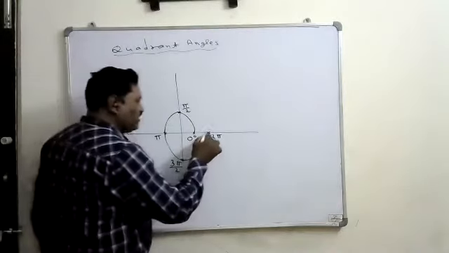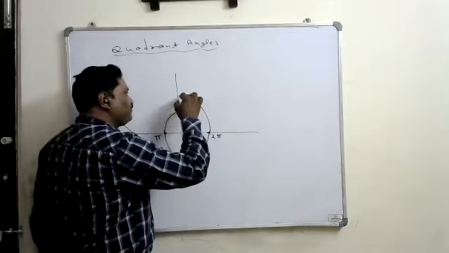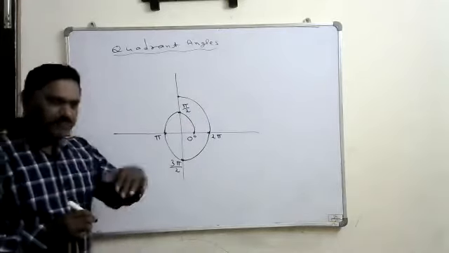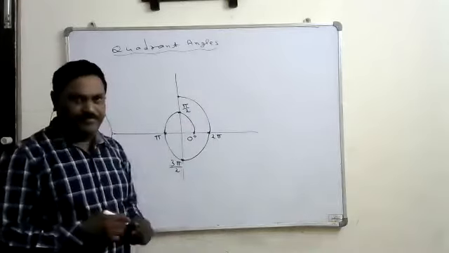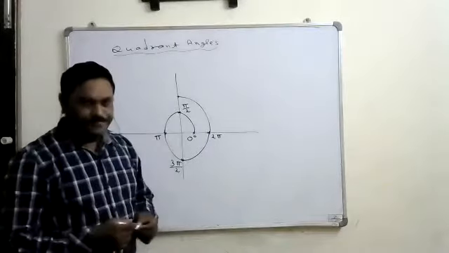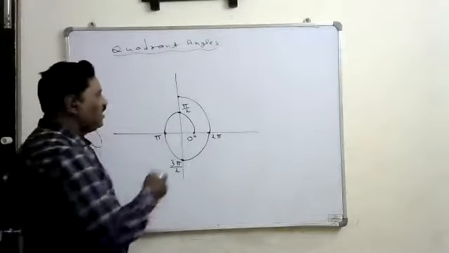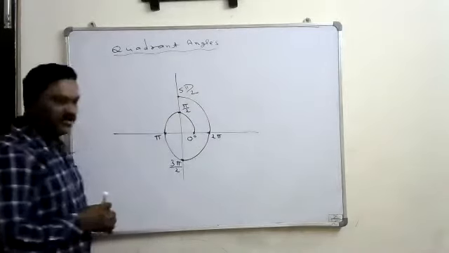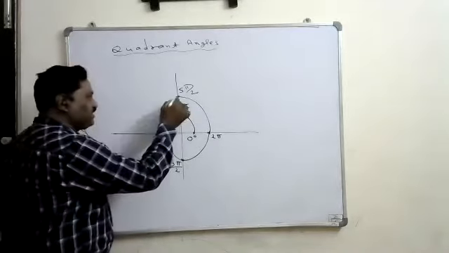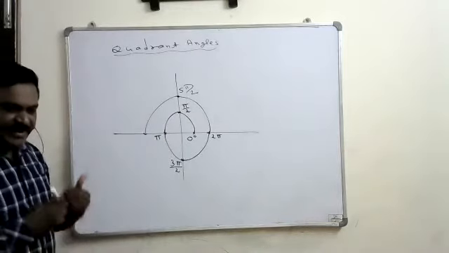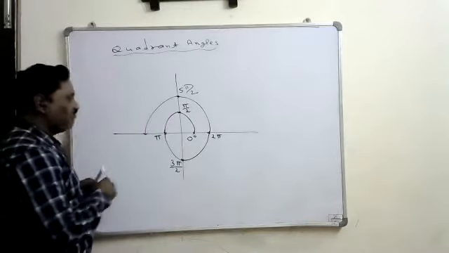From this, if I move further, 360 plus 90, it is 450. 450 means I can write 5 into 90, that is 5 pi by 2. Okay. 450 plus 90, that is 540.